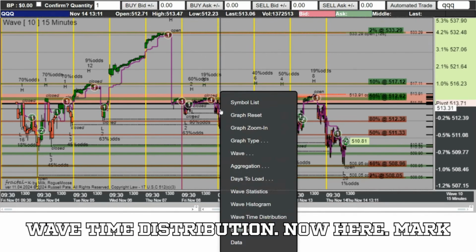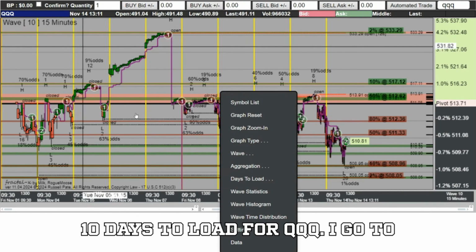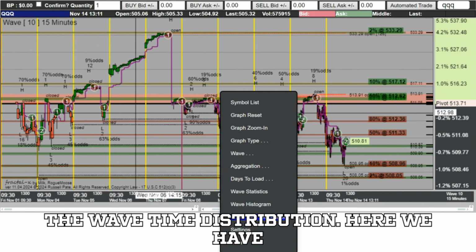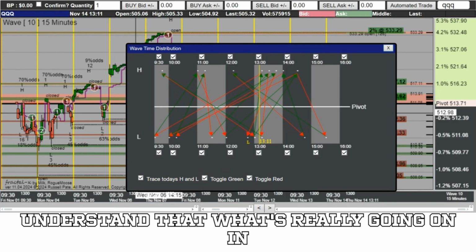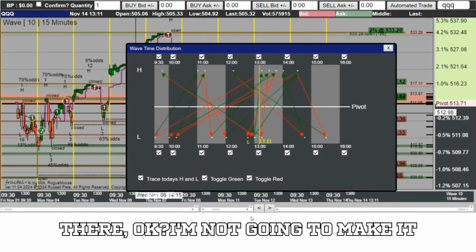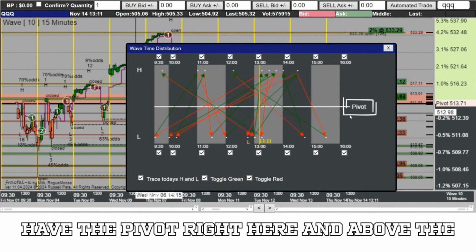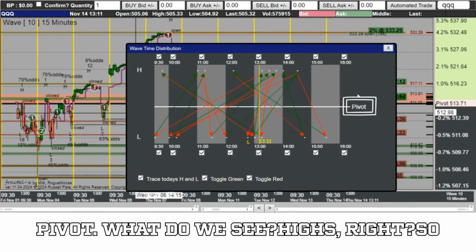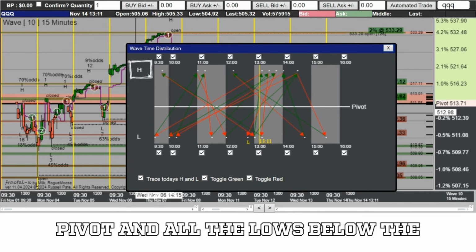And go to the wave time distribution. Now here, mark that we are using the wave 10-15 minute, 10 days to load for QQQ. I go to the wave time distribution. Here we have it. Now first of all, we are going to understand what's really going on in there. I'm not going to make it complicated for you. Simple. We have the pivot right here, and above the pivot, what do we see? Highs, right? So it's showing all the highs above the pivot and all the lows below the pivot.